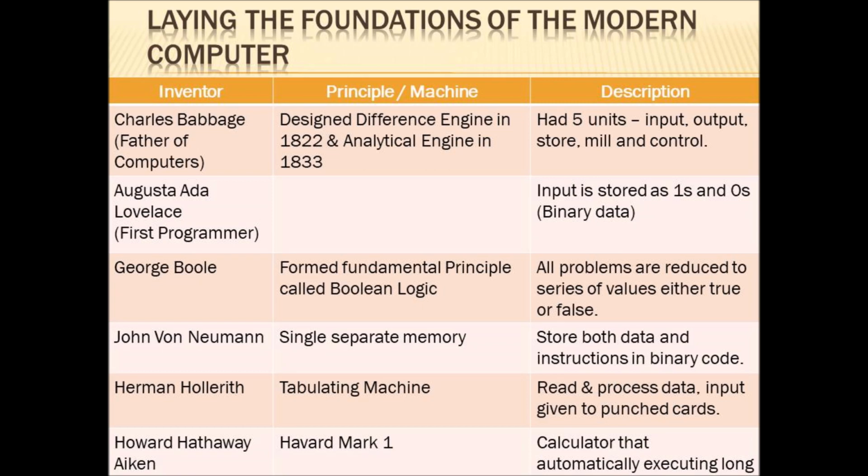The next one is Howard Hathaway Aiken. He designed a machine called Harvard Mark I. It is a calculator that automatically executes long computations. It is like a calculator. It can execute long computations. That is a big problem.